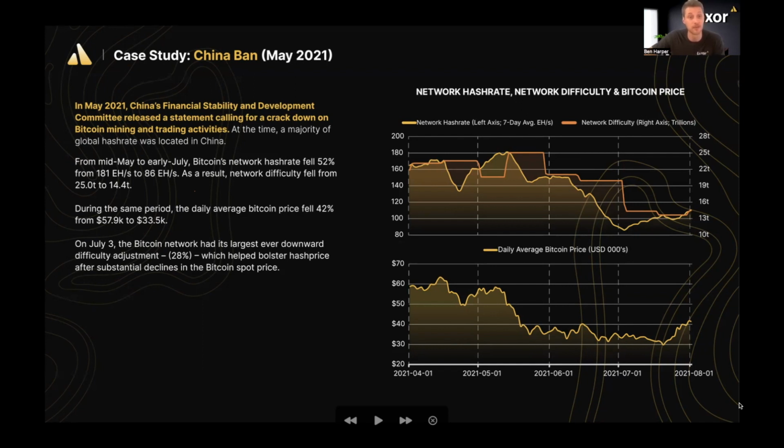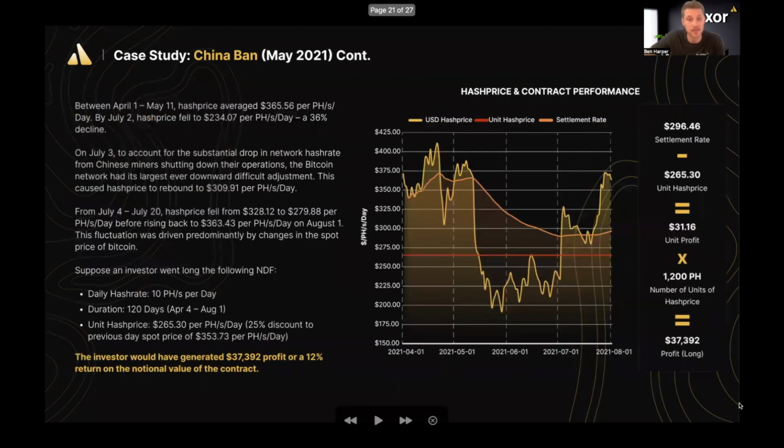What's really interesting about this case study is the interplay between the fall in Bitcoin price and the fall in network difficulty, and seeing how they interacted with each other. What you can see is that there was a fairly precipitous fall in the price of Bitcoin from just under 60,000 to just over 30,000 between the beginning of May and the end of June. But you also had a fairly significant drop, about 42% or about 52%, in network hash rate thereafter. Which is to Matt's earlier point about network hash rate and difficulty often moving in the opposite direction of the Bitcoin price.